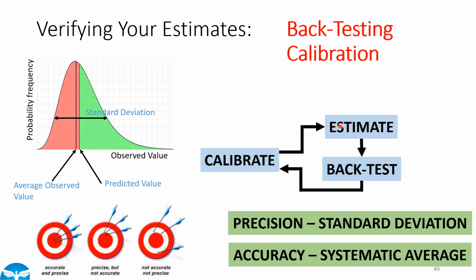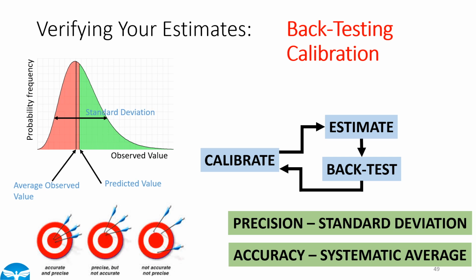And here, because this is a continuous variable, so the value can take any value between 0 and infinity, the things you need to look at when you look at your forecasting accuracy is precision, in other words, the standard deviation of your errors in your forecasting, and the accuracy, and that is a systematic average, or the mean of your error.